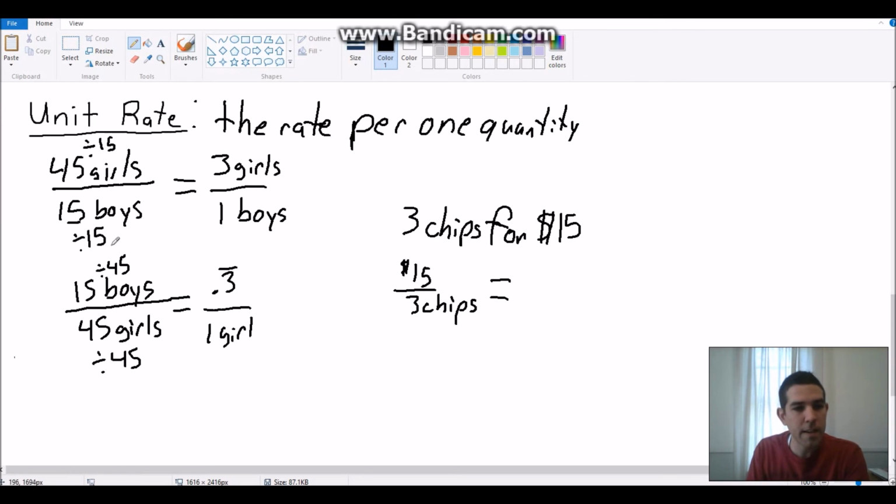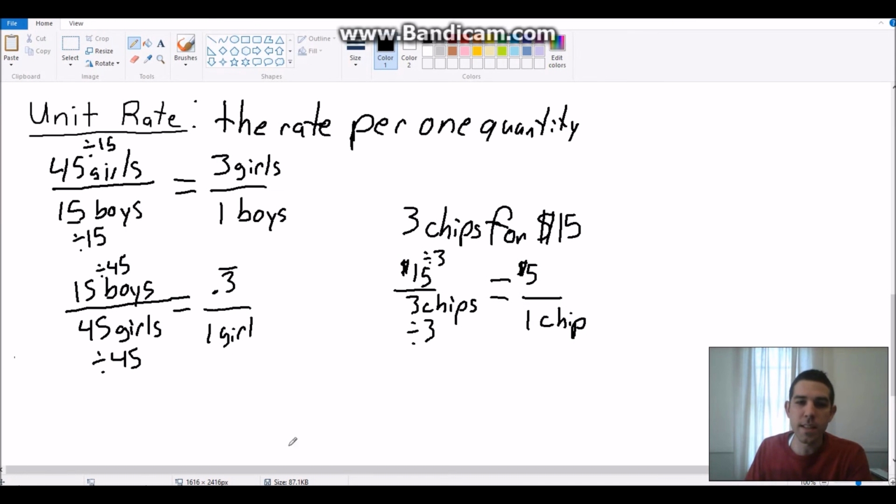Well, I'll do the same thing I did over here. Divide by the denominator. Divide by the one you want to find per one. 3 divided by 3 gives us 1 chip. And 15 divided by 3 gives us $5. We now have a ratio of $5 for 1 chip using unit rate. Unit rate is per 1.